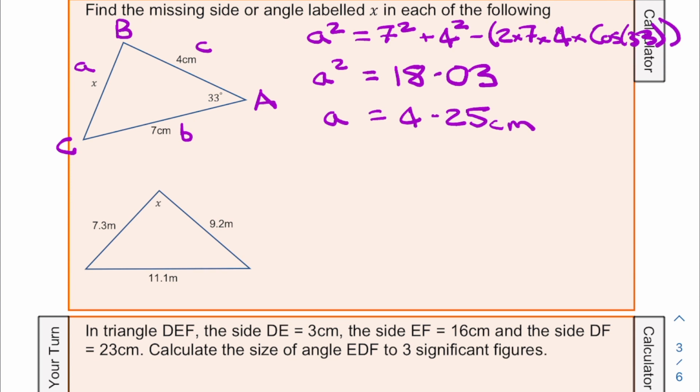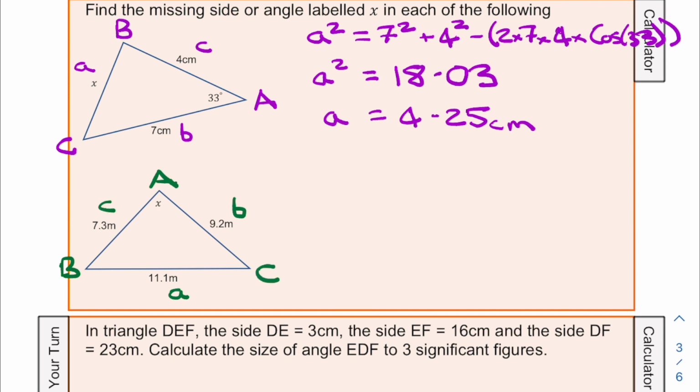Okay, so that was finding a missing side. Let's look at how we now use it to find a missing angle. So whatever we're trying to find, label that as A. It's an angle this time, so it's capital A. Opposite that's lowercase a. And then same as before, B's and C's, doesn't matter which way they go.